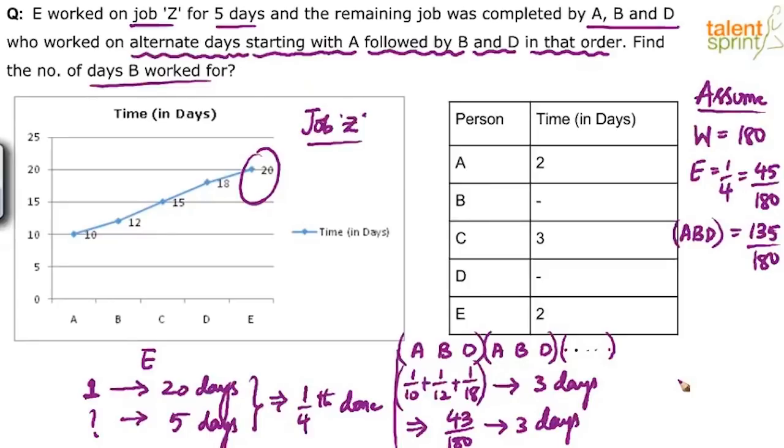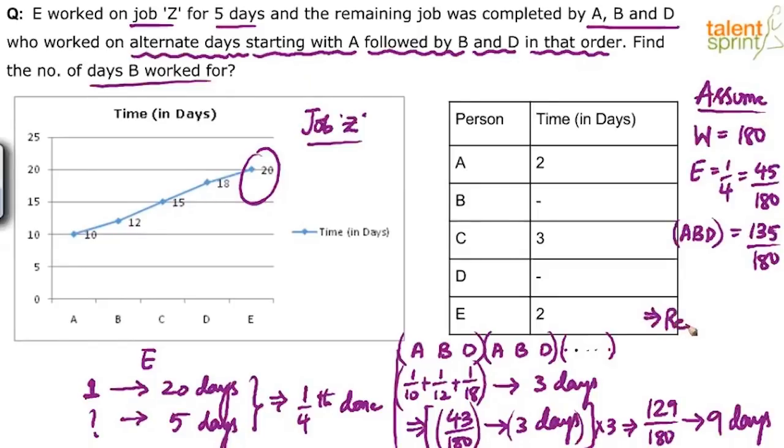So multiply both sides by 3. 43 into 3 is 129. 129 by 180 can be done in 9 days. What is remaining now? They were supposed to do 135 by 180, out of which they finished 129 by 180. So 6 by 180 is remaining. You understand? The remaining work is 6 by 180, which is like 1 by 30.